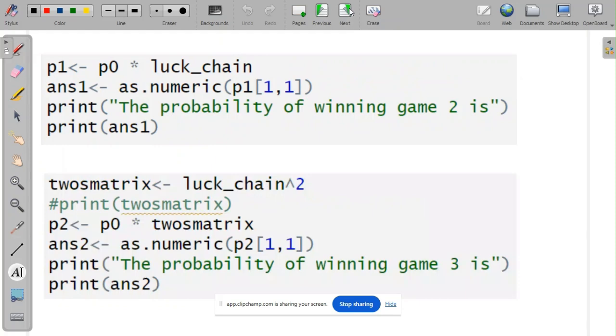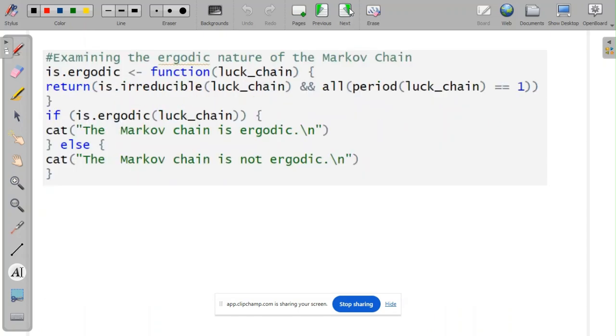Similarly, we multiply the TPM with itself, get its square, and we also multiply the initial probability with the square of the TPM and we try and print the first row, first column of the product matrix that will return the required answer of winning game 3.